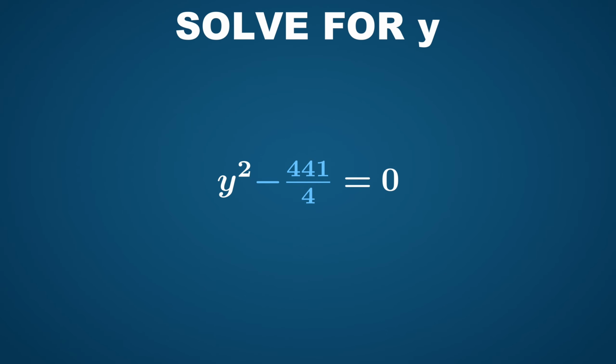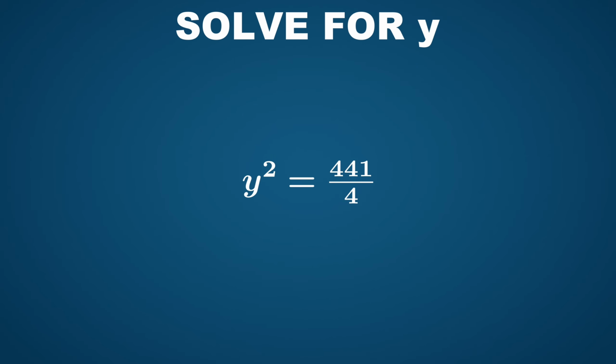Now we can move the large fraction to the other side of the equal sign. We add 441 fourths to both sides of the equation. This gives us y squared equals 441 over 4. We need to take the square root of both sides to find the value of y.